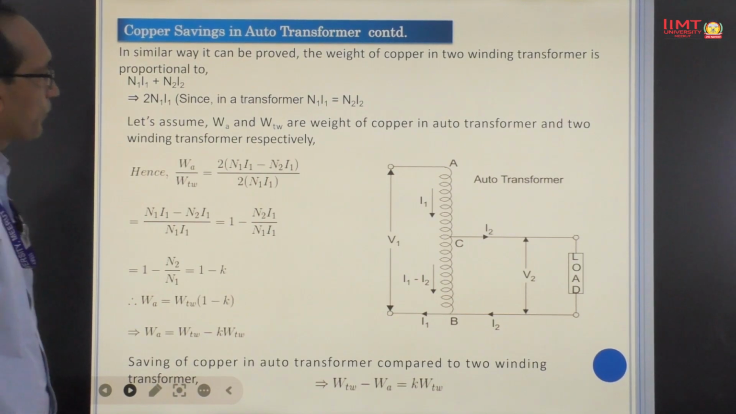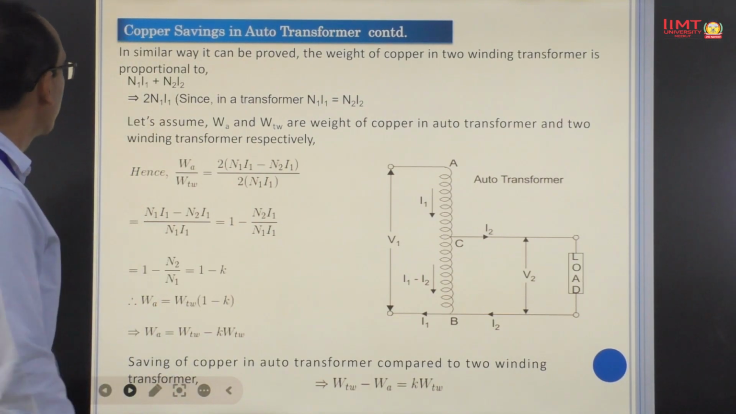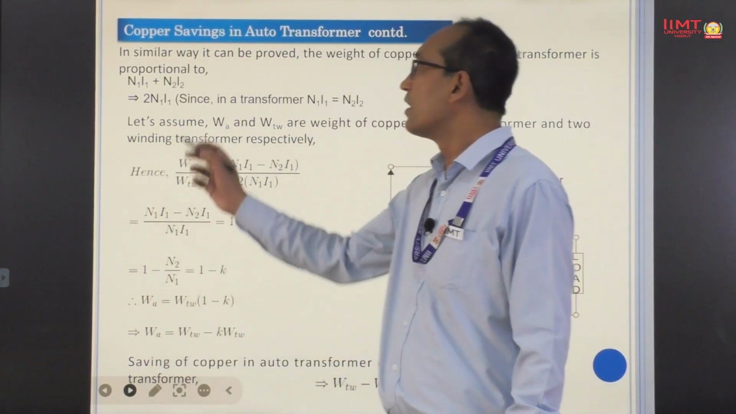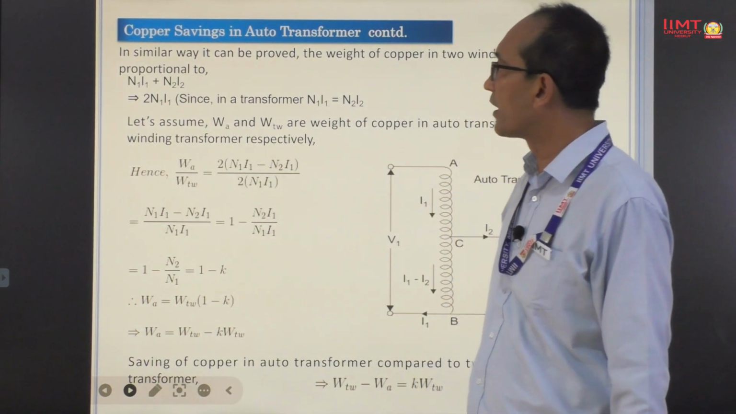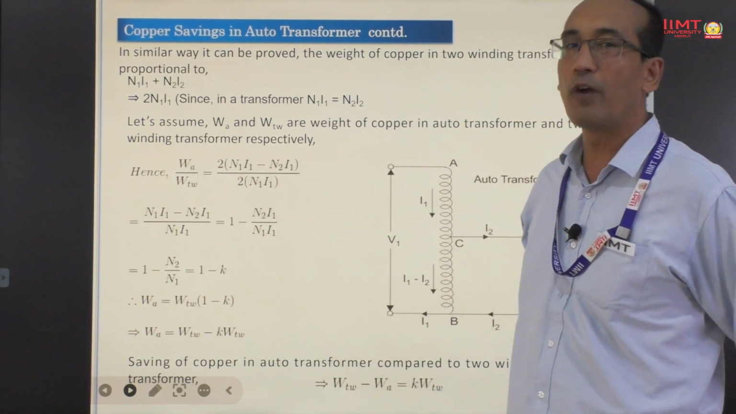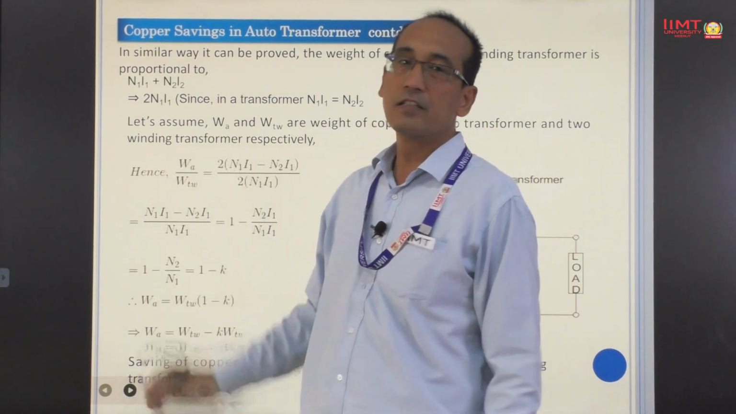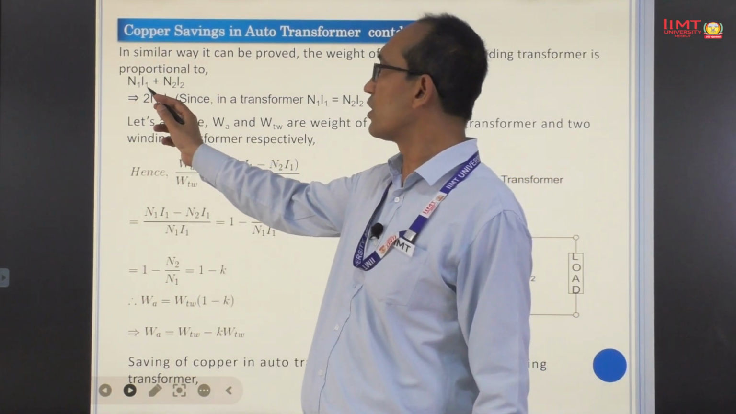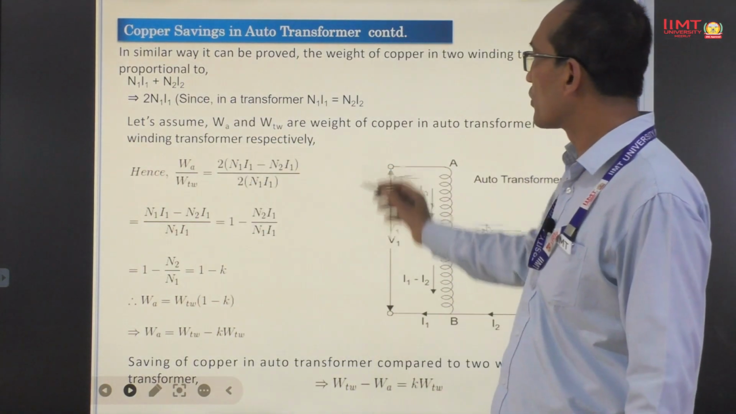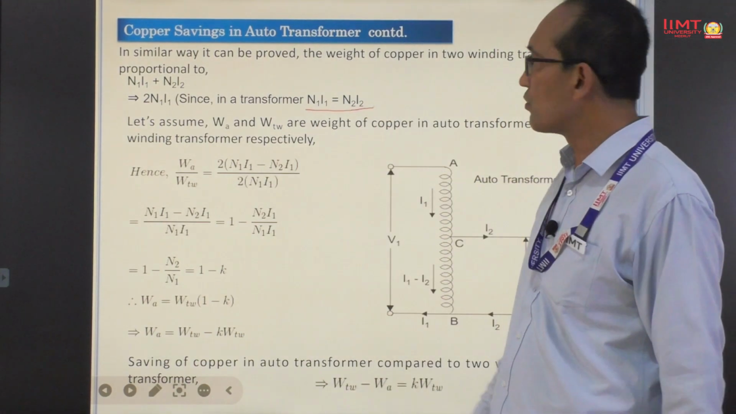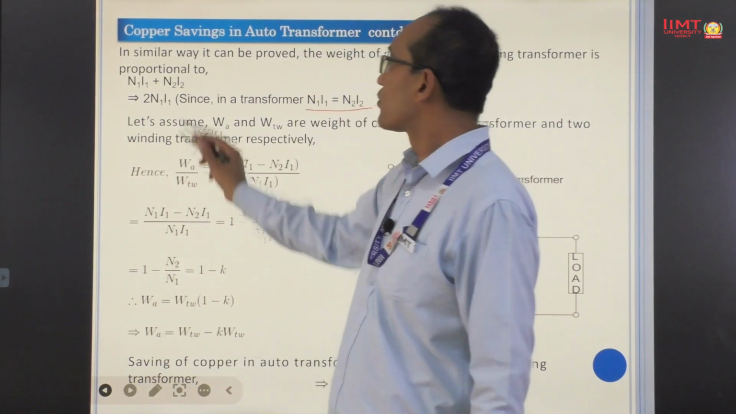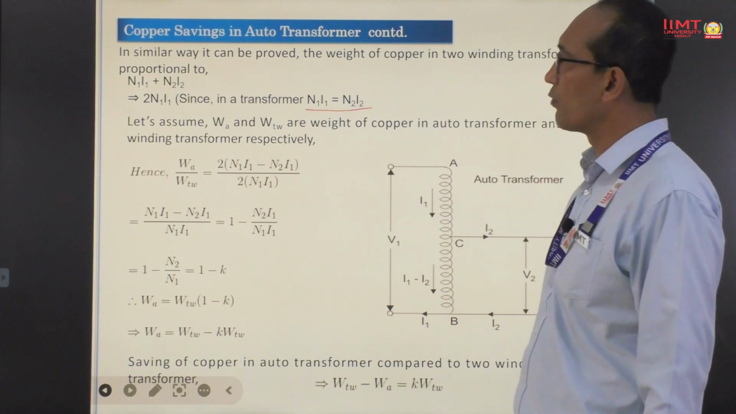Similarly, if we compare with a two winding transformer, where N1 is the number of turns on the primary side and N2 is the number of turns on the secondary side, the weight of copper is definitely proportional to the sum of these two different windings, one primary winding and the second secondary winding. So obviously that will be proportional to N1 I1 plus N2 I2. Because we know N1 I1 is equal to N2 I2, taking both similar parts, we can say 2 N1 I1.